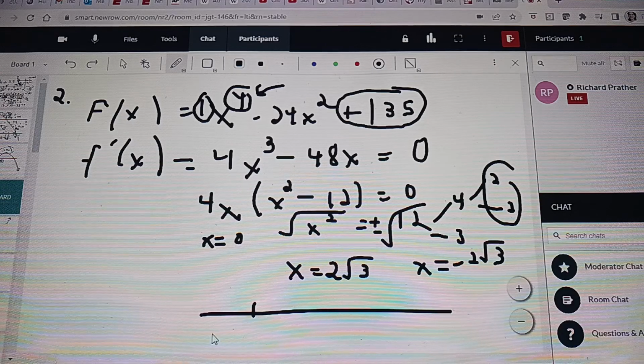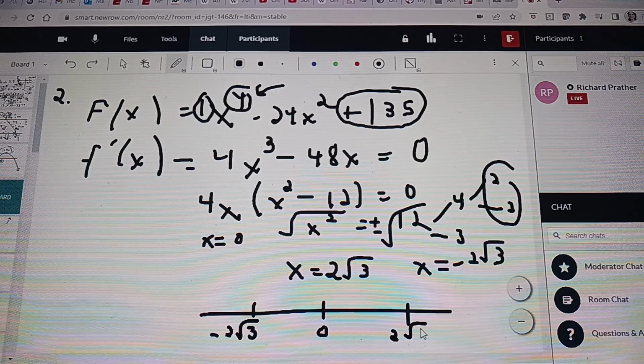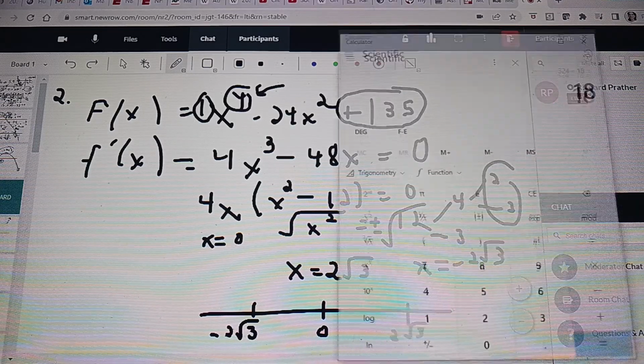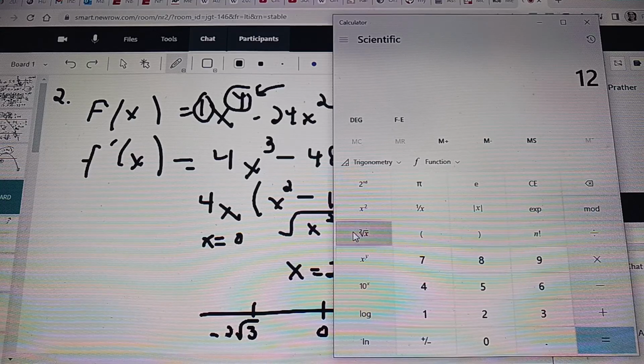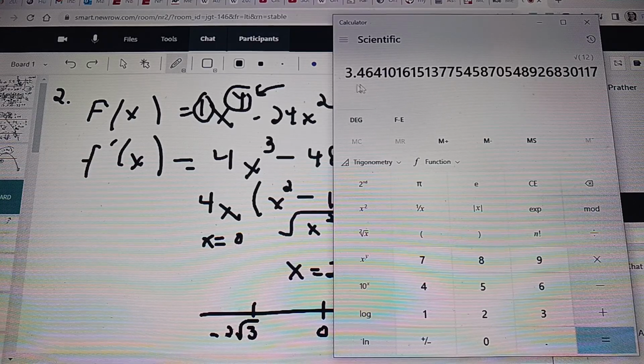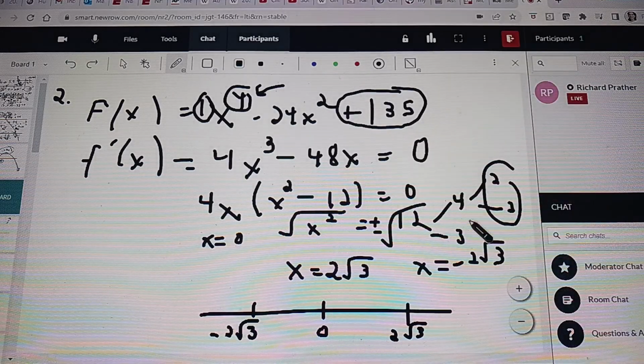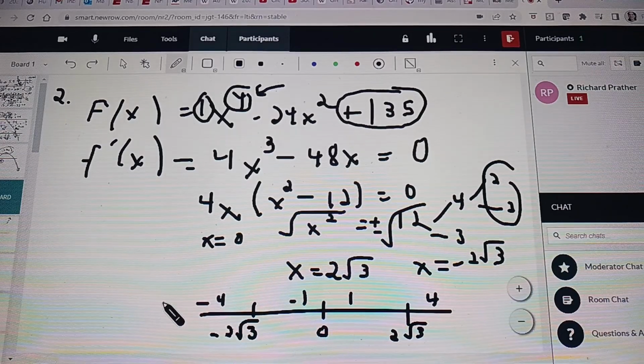I won't be able to plug in 0 as a test point because it's one of the critical numbers. And we need to know approximately what the square root of 12 is. It's about 3.5. You wouldn't put this in an answer, but you just need to know where you're at so you know what test points to pick. 3.5, so I could pick 4 and -4 for those two. And then you could pick 3's, but I'm going to pick 1 and -1 for getting closer to 0.